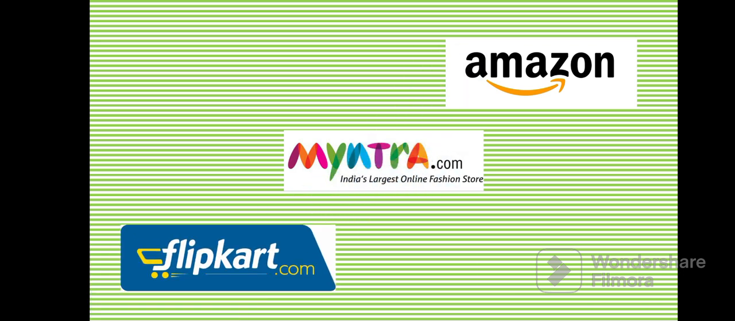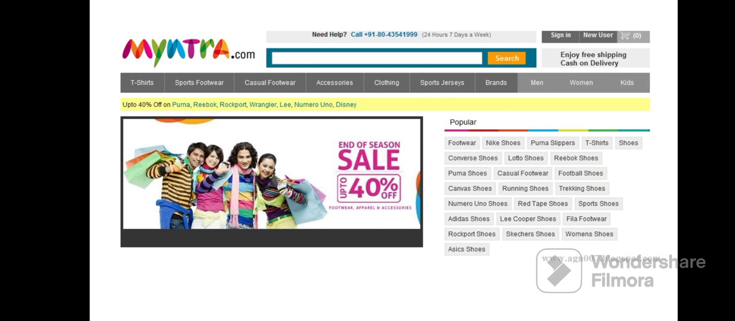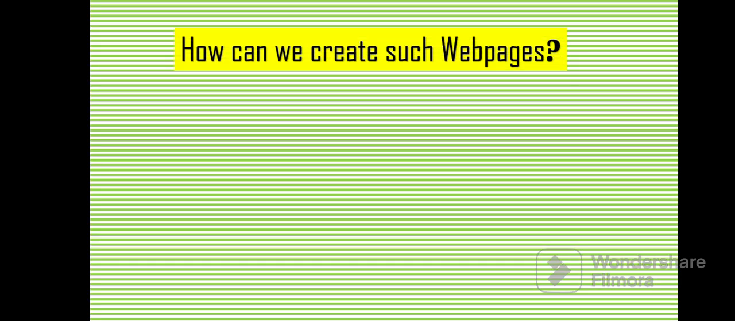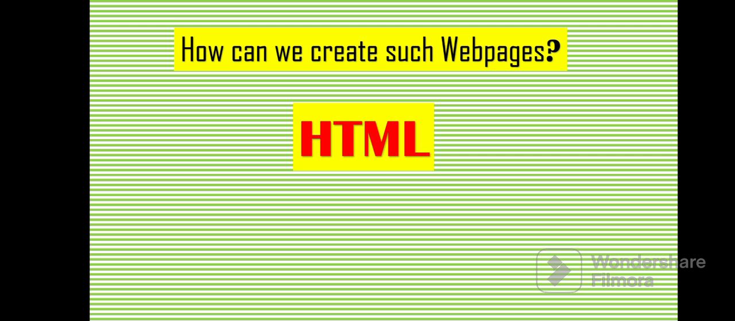So for shopping online, you might have often visited websites such as Amazon, Myntra, Flipkart and many more. Now this is a screenshot of a web page from Myntra's website that you might have browsed while shopping online. Now this single page of a website is known as a web page, and let me tell you that many web pages together form a website. Now the question arises, how can we create such web pages? The answer is simple, by using HTML.